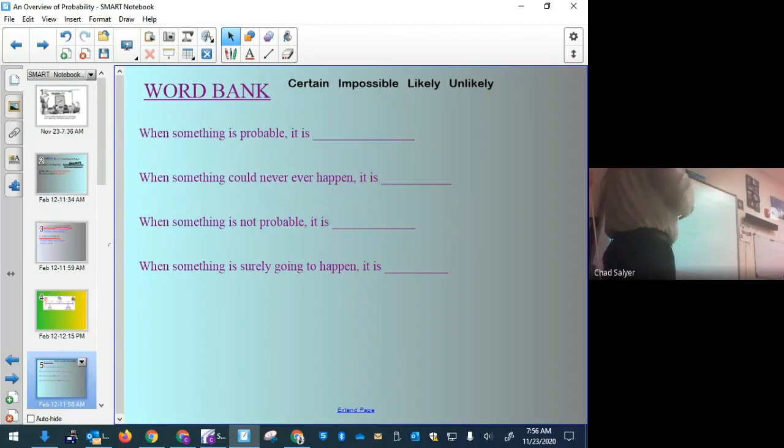So when something is probable, it is likely. When something could never happen, effectively, it is impossible. When something is not probable, it's unlikely. And when something is surely going to happen, it's certain. So you don't need to write that down again. Just familiarize yourself with that terminology.